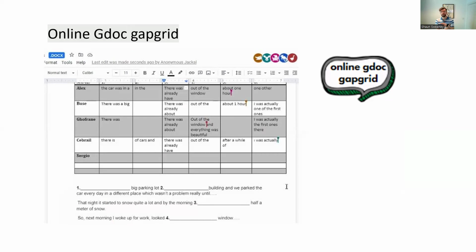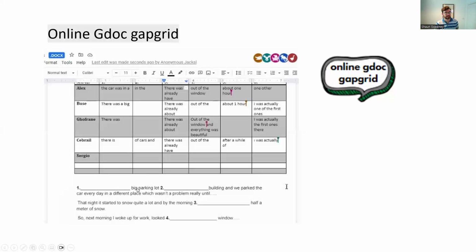This is an online alternative using a collaborative written document like a GDoc. I usually use GDocs. This is from a different text as well. You can see at the bottom here, I don't know if you can see how big that is, or if you can pause the video and enlarge it on your screen. But at the bottom, you have the gap fill.